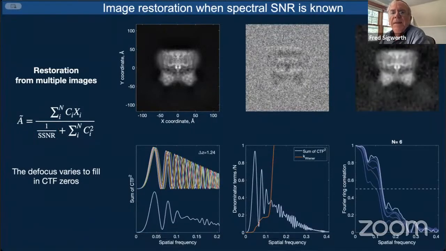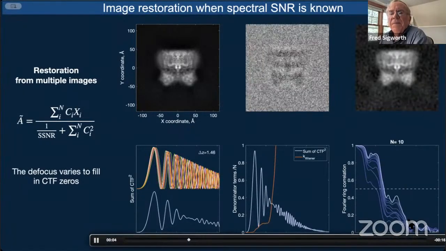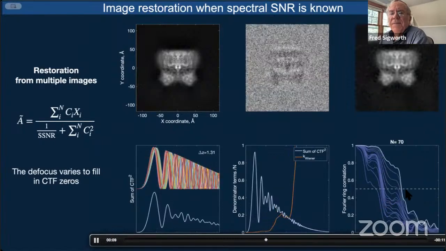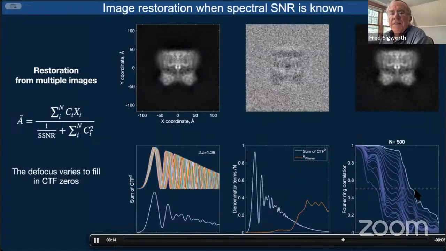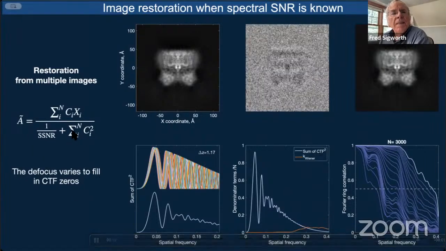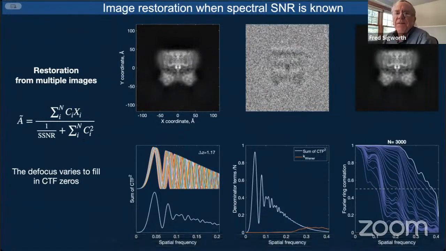And we can see that happening also if we do a resolution measure. So this is the Fourier ring correlation. This is like the Fourier shell correlation in 3D. And we can see that as we accumulate more and more images, the resolution, which you could say is here at the 0.5 point, gets better and better as the signal from the particles overcomes the noise.